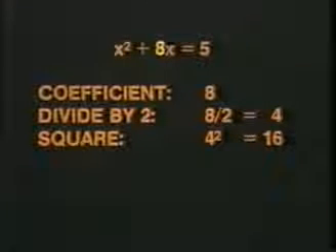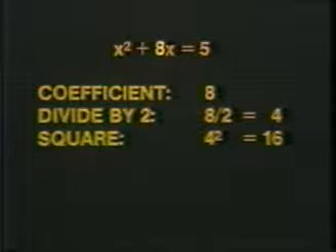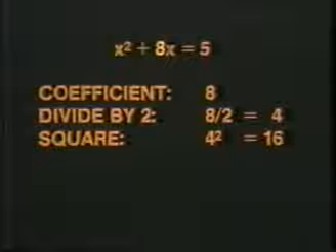The second term is the key, 8x. Coefficient, 8. Divide 8 by 2, we get 4. Square 4, we get 16. 16 is the magic number which we add to both sides.